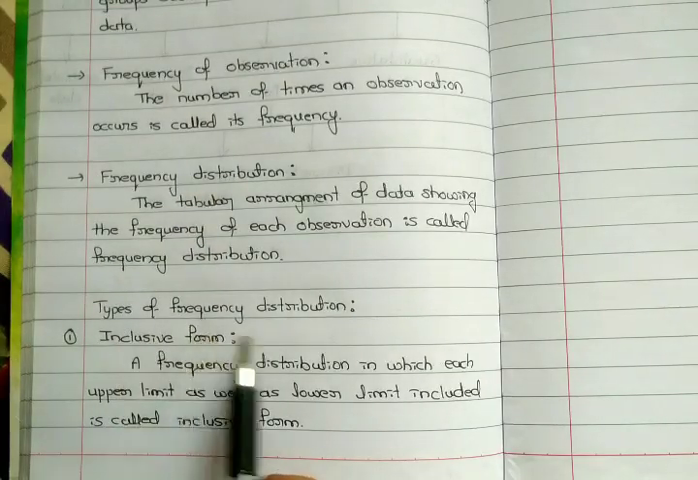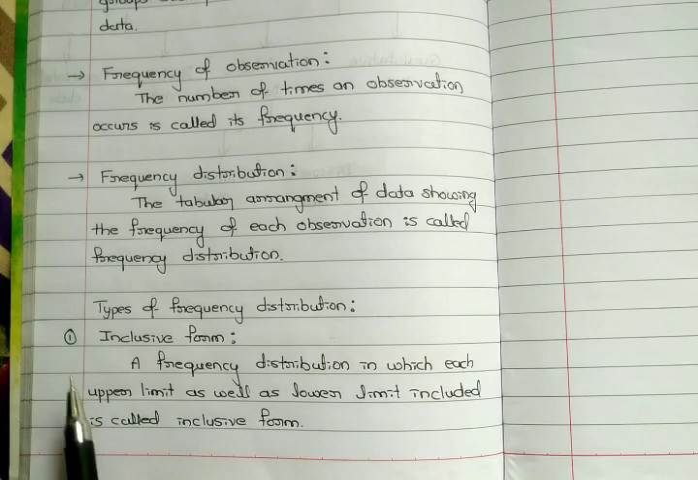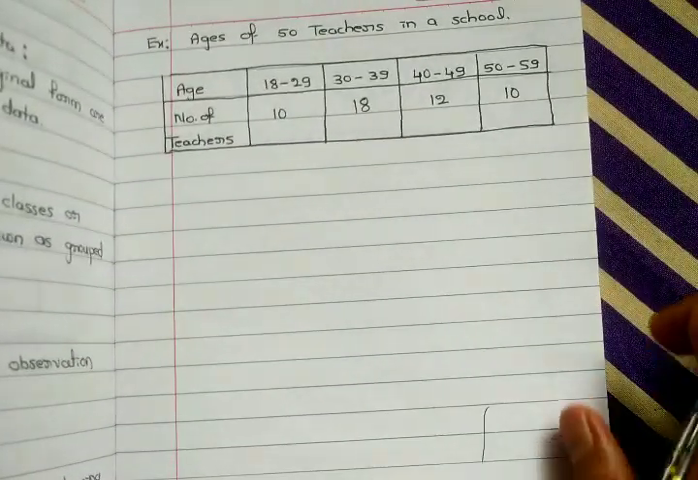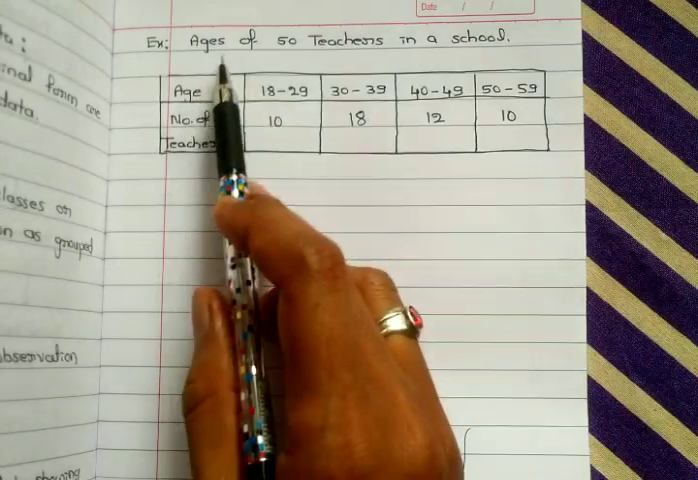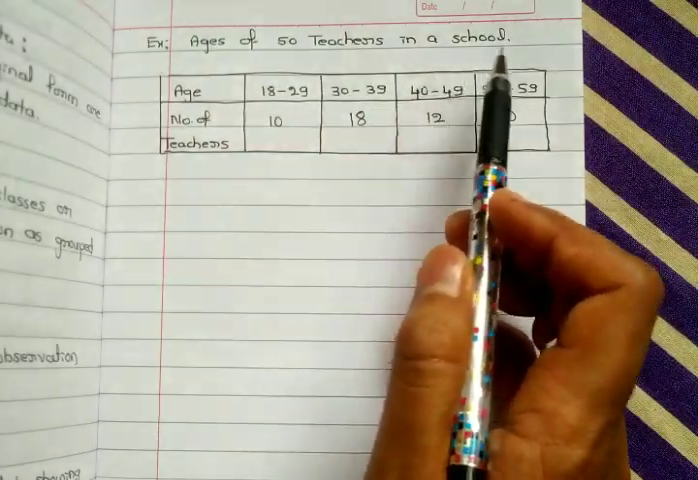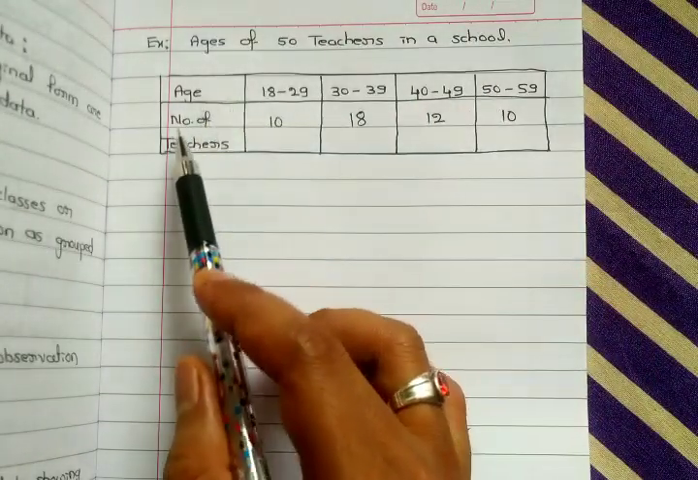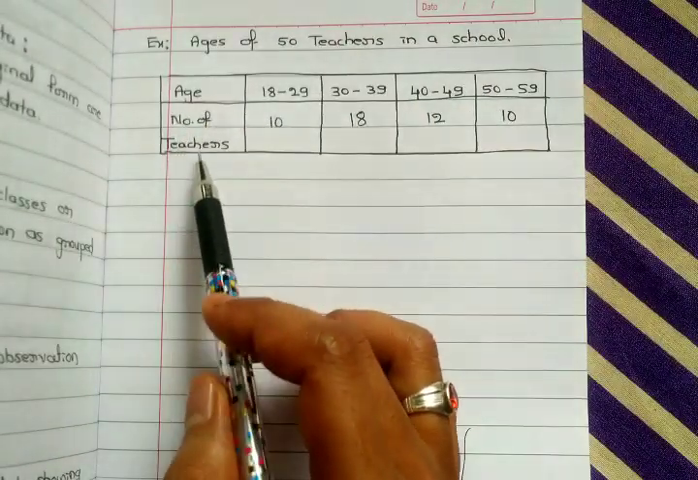Next, types of frequency distribution. The first one is inclusive form. Inclusive form means a frequency distribution in which both the upper limit as well as the lower limit are included. For example, here are the ages of 50 teachers in a school. One table is there; the first row indicates the age, and the second row indicates the number of teachers.